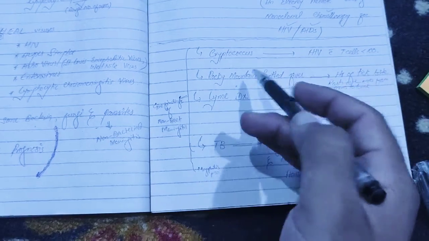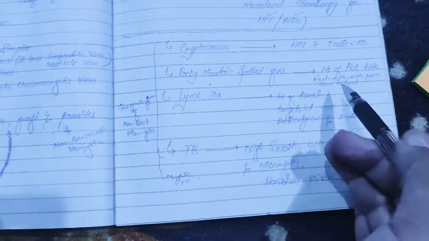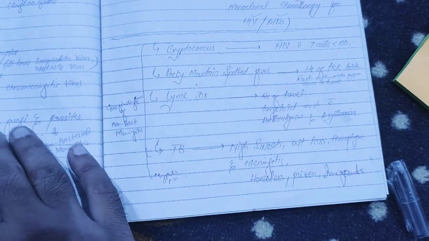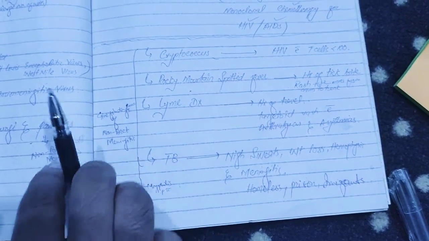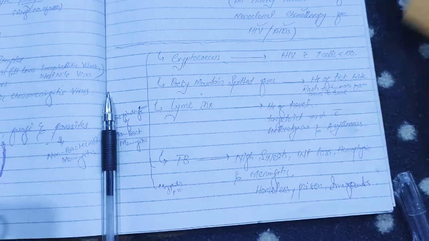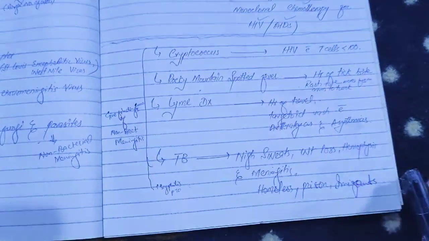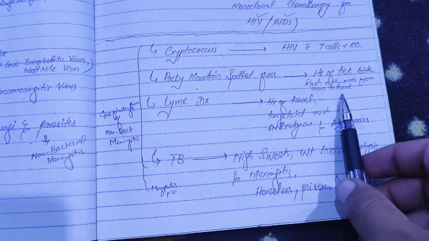Now the second thing is Rocky Mountain spotted fever, that will have a history of tick bite, and they will have a rash. This rash will first erupt on their arm, and from there it will move to the trunk.